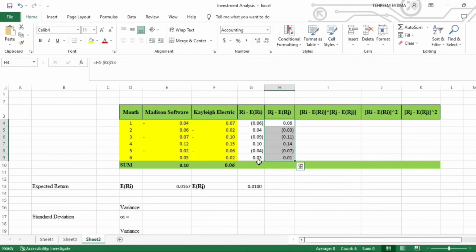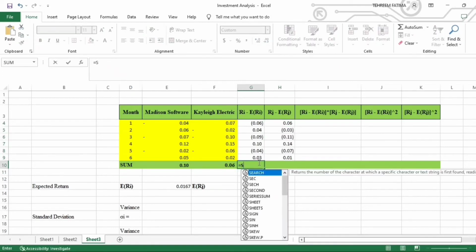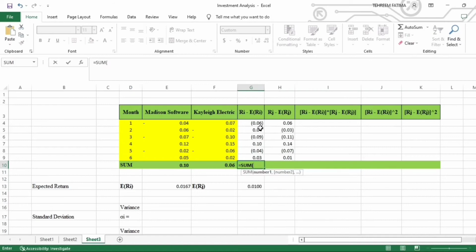I'm going to compute the sum for Madison Software: equals sum, parenthesis open, select the data, parenthesis close, enter. Same for the Kayleigh Electric: equals sum, parenthesis close, enter.